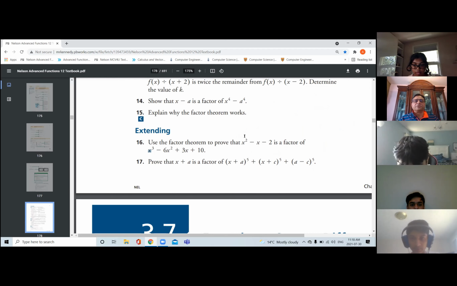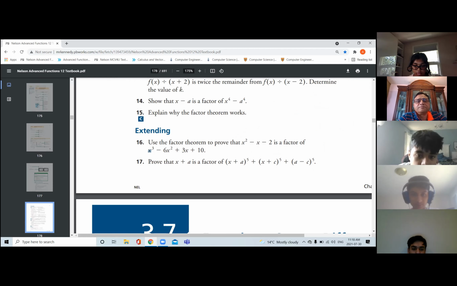Question number 17, Hamza, can you please read question number 17 and answer? Prove that x plus a is a factor of (x plus a) to the power of 5 plus (x plus c) to the power of 5 plus (a minus c) to the power of 5. How will you do this question, please? I try to bring it into one term and then divide it. How? No division. Use remainder theorem.